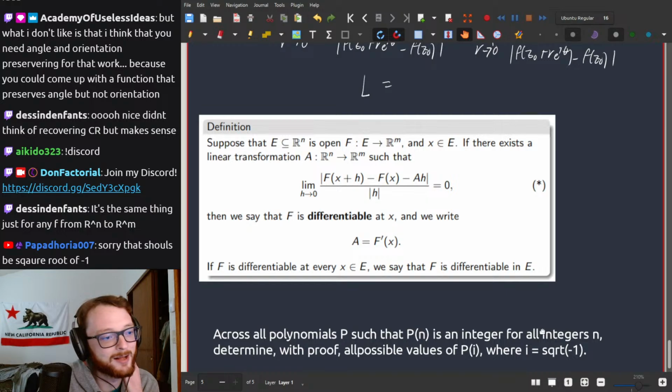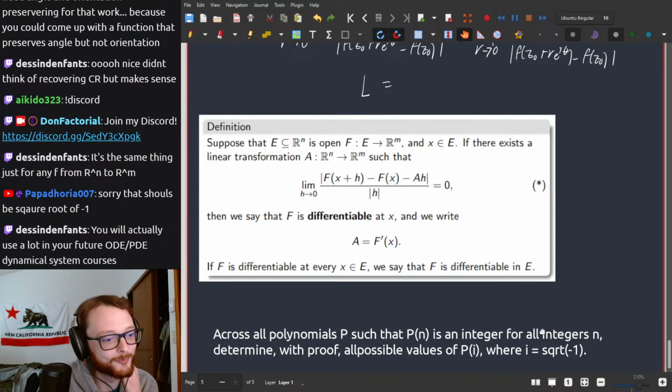Yeah, honestly, that train of thought sounds like it makes sense to the two of you, Destin and Slim. I'm a little bit out of my depth with that though. It's probably a better idea than whatever I was trying to do up above. Use a lot in your future ODE/PDE dynamical systems course. Oh, fair enough. Probably need it, yeah.